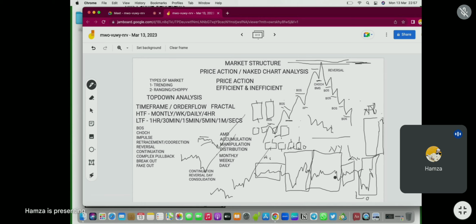It could be a reversal day. The London session would be bullish and the New York session would be bearish. So the London session, we had a push to the upside. The New York session reversed the move. So that's a reversal day.